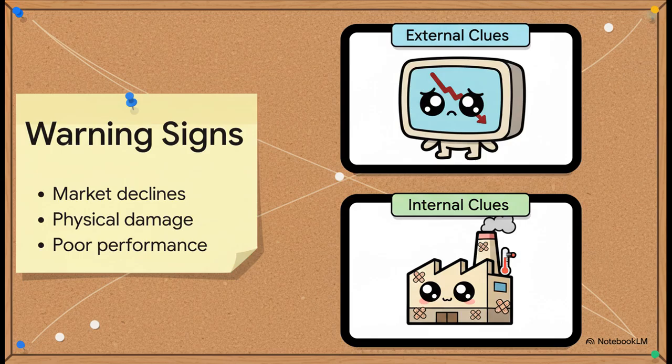Externally, we are looking for things like major market crashes, maybe obsolete tech, or rising interest rates. Internally, we're keeping an eye out for physical damage, major restructuring plans, or internal reports that show the asset is just totally failing its budget.